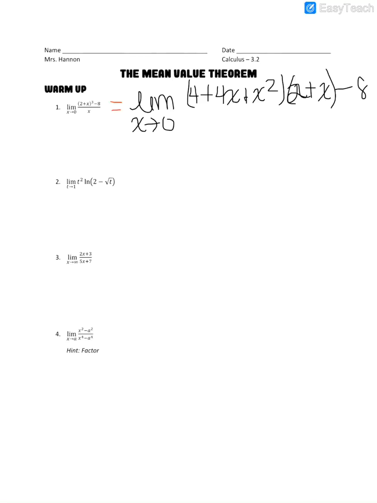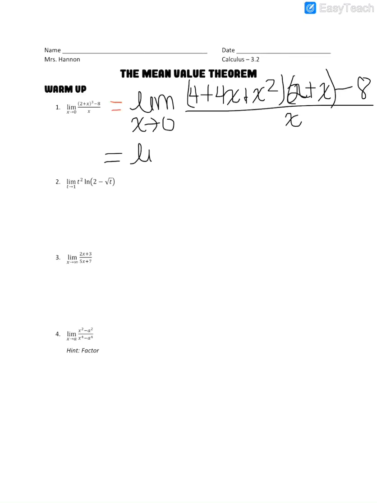All right, so let's look at number 1. What we really want to do here is distribute out the 2 plus x to the third. We're going to start by doing 2 plus x squared, so that would give me 4 plus 4x plus x squared, and then I'm going to multiply that by another 2 plus x. The minus 8 is still at the end.